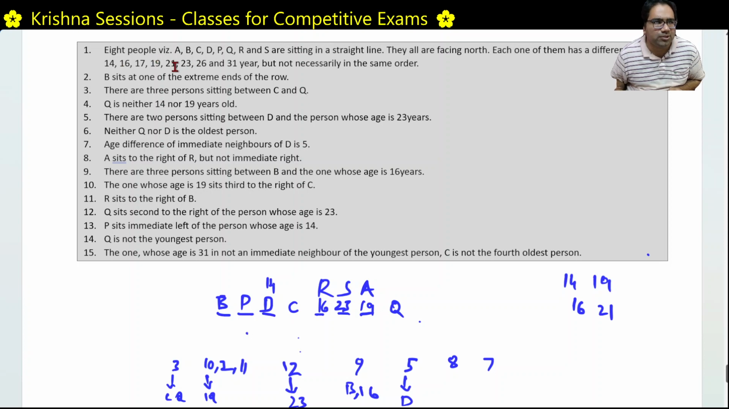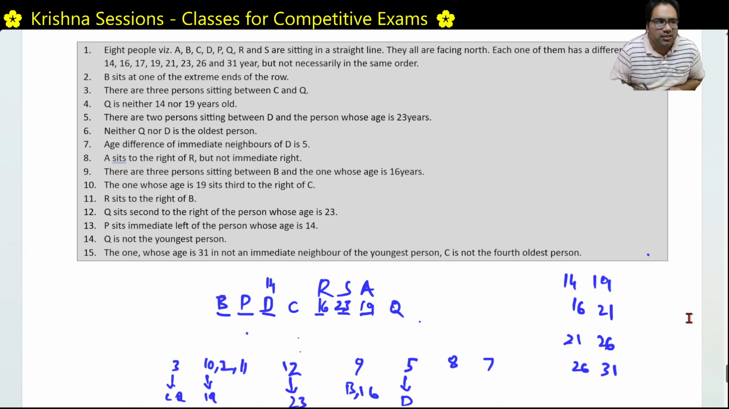21, 26 is another possibility. Right. 21, 16 we had already taken. And 26, 31 is another possibility. Right. 21, 26, 26, 31. These are the 4 possibilities. We are talking about condition number 7, the difference of immediate neighbors of D. The immediate neighbors of D can be 14, 19, 16, 21, 21, 26, 26, 31. And this is one condition, all these 4.